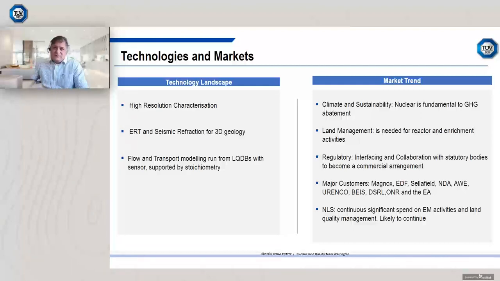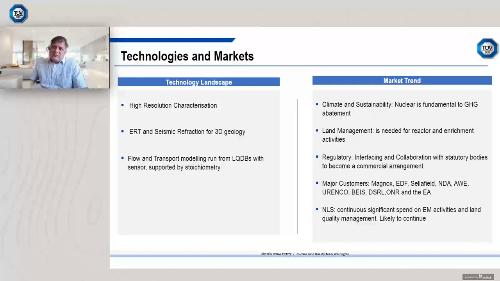Also, our aim is to keep building this key capability on land quality databases, particularly the flow and transport supported and run from the database, rather than just sending a report over to the client, and supported by stoichiometry, influx measurement, and mass discharge measurements. In terms of market trend, I think environmental monitoring will play a key role in the development and sustaining of nuclear activities right across Europe and in the UK.